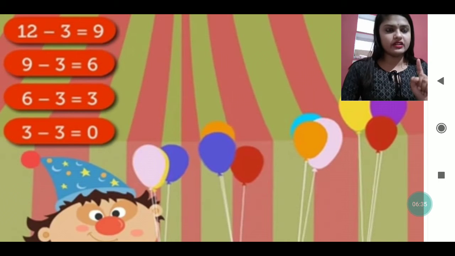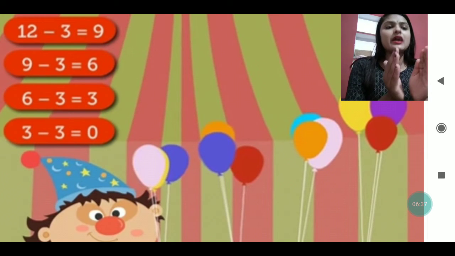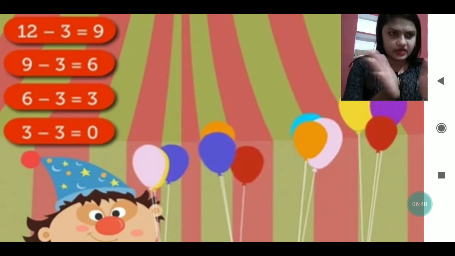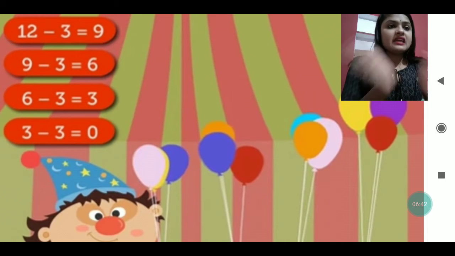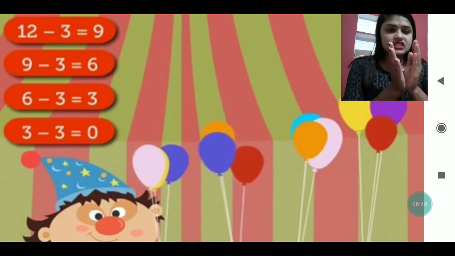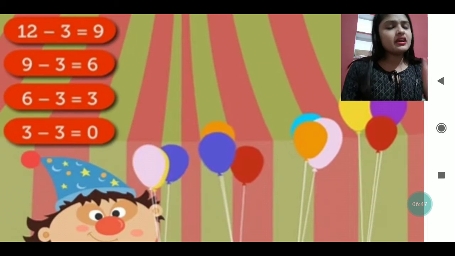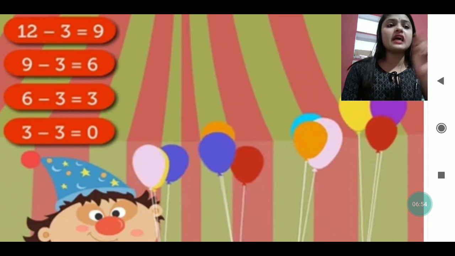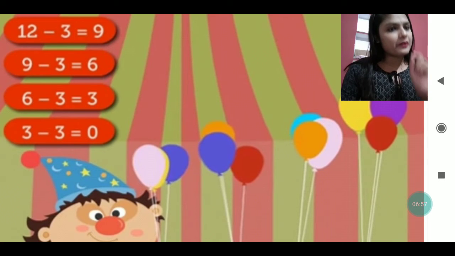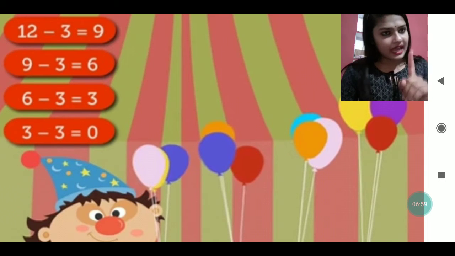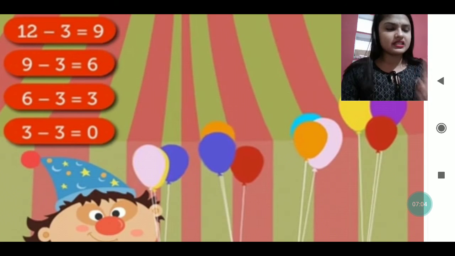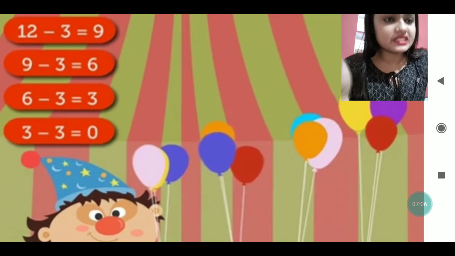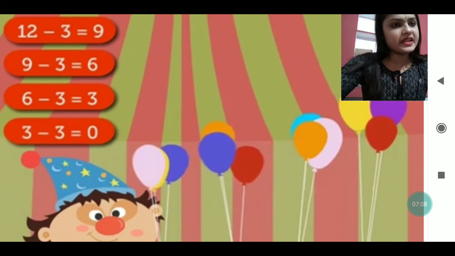He is having 0 balloons in his hand, because he has distributed all 12 balloons, separated equally. And when he has distributed it equally, he has 0 balloons in his hand, because all the balloons are distributed. And how has he done this distribution process? By the help of repeated subtraction. 12 minus 3, 9. 9 minus 3, 6. 6 minus 3, 3. And 3 minus 3 is 0. So like this, this is why division is called repeated subtraction.